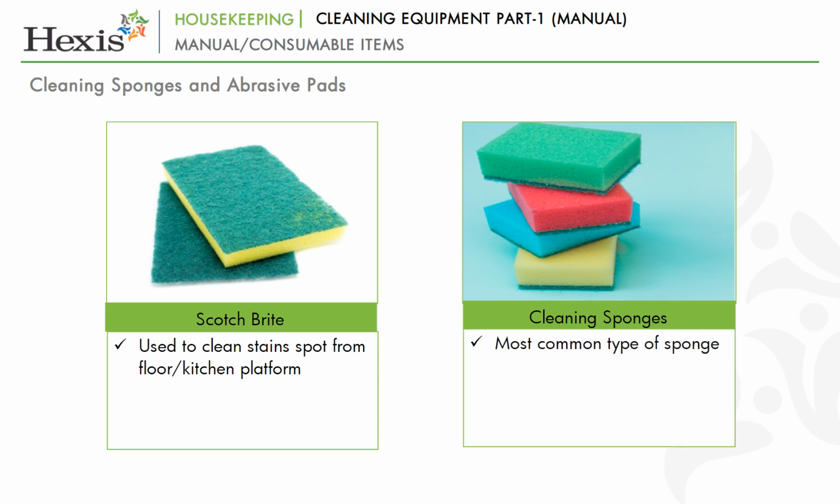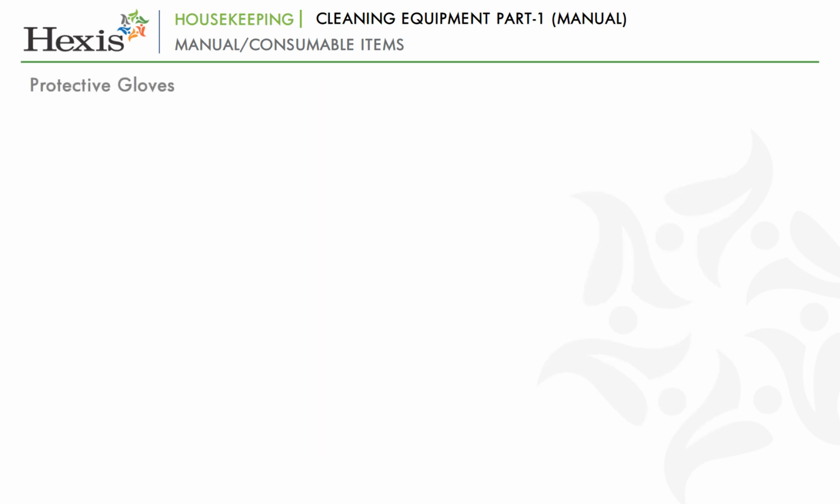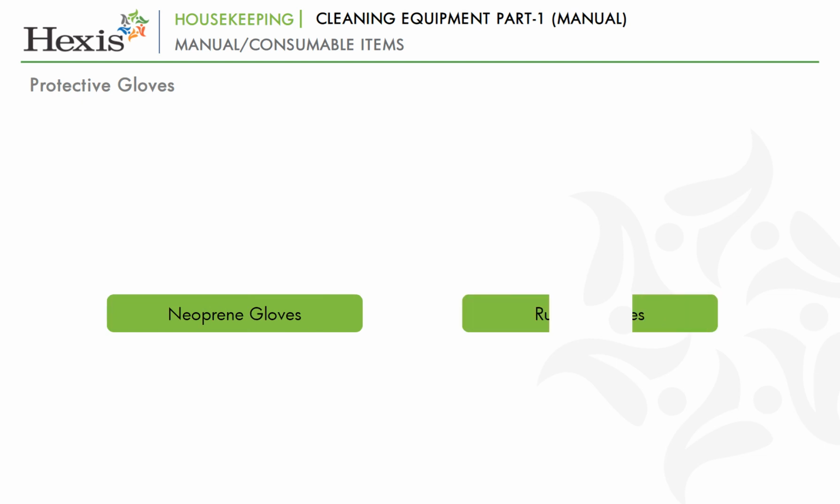Cleaning sponges, or colored cellulose sponges, are some of the most common sponges in the market. Their bright colors and hand-sized shape make them a great choice for lots of different types of chores. They can be used in different areas using the color code system. The last items that we are going to cover in this section are protective gloves. Protective gloves can be classified into neoprene gloves and rubber gloves.